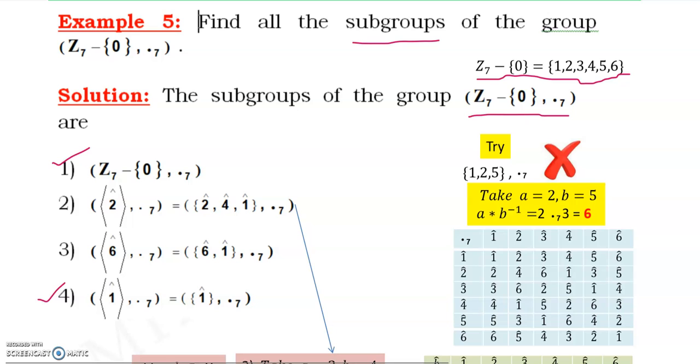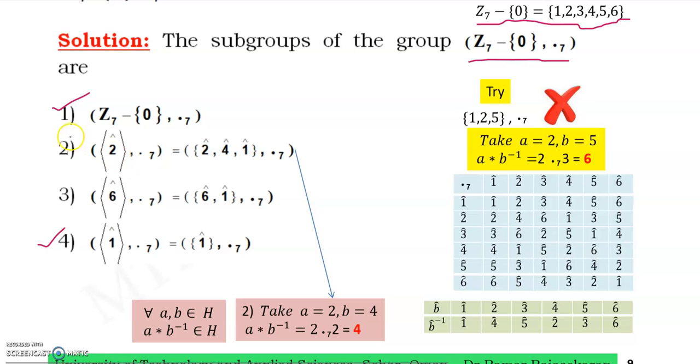Now we list the remaining. How? Now you see the second one. I listed the elements 1 2 4 from the group. I have 6 elements, here I have taken 3 elements. This is a subset. Now I'm going to check whether this forms a subgroup or not under this multiplication modulo 7.